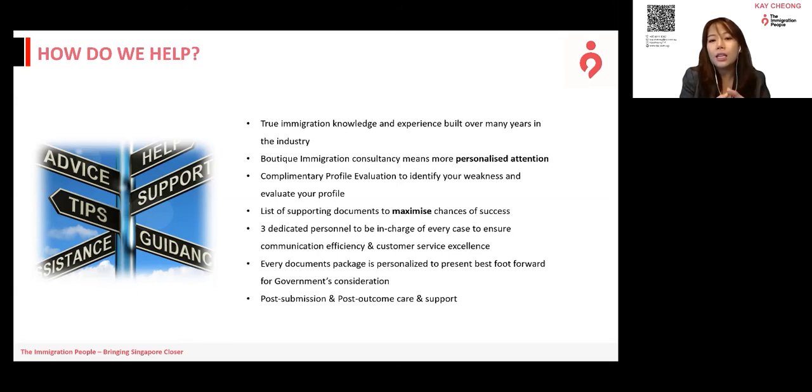And post-submission and post-outcome care and support. For us, our clients are our friends. Why is that so? Because after submission we are still there. I have a client who got his PR approved. He got an opportunity to go to Dubai, and he still came back to me and asked my suggestion on should he go, how he can actually retain his PR. We are talking about building a very long-term relationship with our clients.